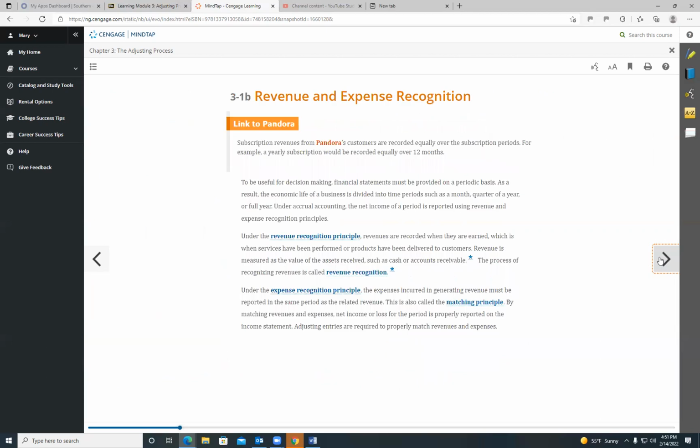So with that said, we're going to talk about a couple other important terms, and that is your revenue and your expense recognition. All right, so under the revenue recognition principles, revenues are recorded when they are earned, meaning you've provided the service or you provided the product to your customer. Therefore, you have now earned that revenue, and that is considered revenue recognition.